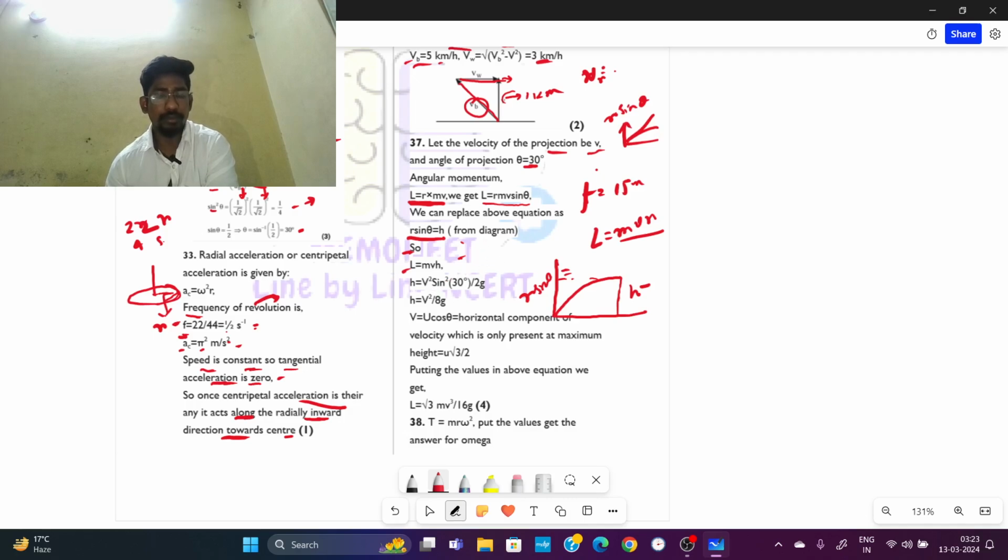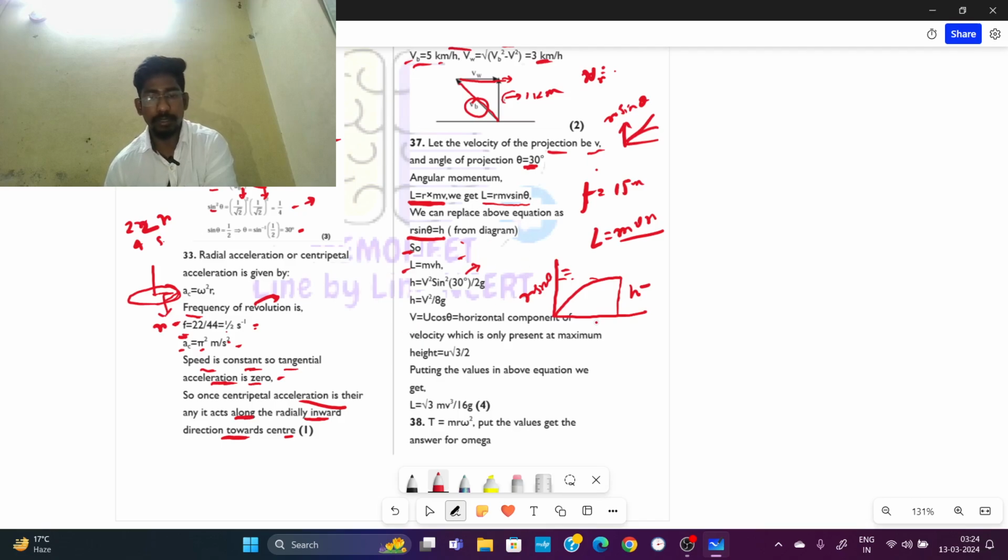As from your formula, the formula was h equals to u square sine square theta by 2g. Here the velocity is v, so v square sine square, the angle is 30 degree here. So therefore v square sine square 30 degree by 2g. So therefore h equals to v square by 8g, right?